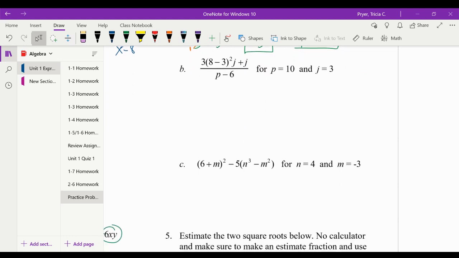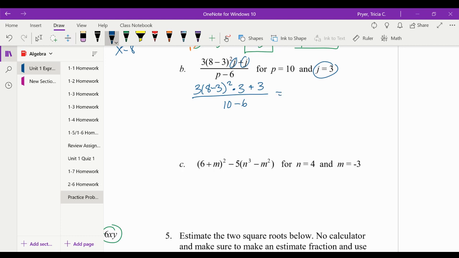Okay, sorry. Letter B. We're simplifying this. Well, first we have to evaluate it, and then we're going to have to end up simplifying using order of operations. So first, let's go ahead and substitute these values in. 3 is going to be substituted in for J, and 10 is for P. So then my expression will look like 3 times (8 minus 3) squared times (J is 3) plus J is 3, all over P is 10 minus 6.